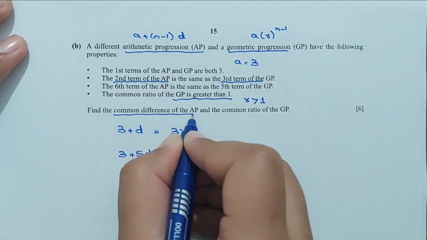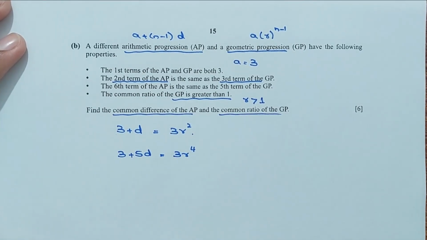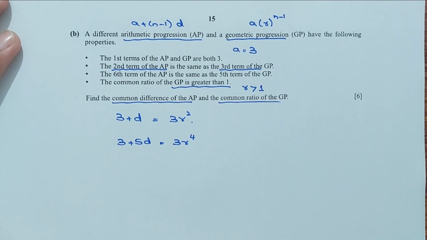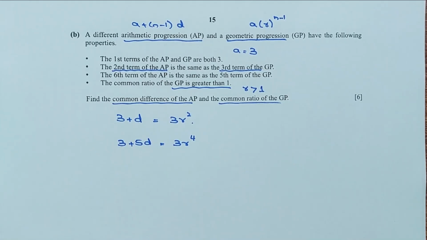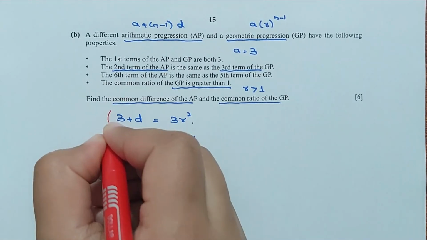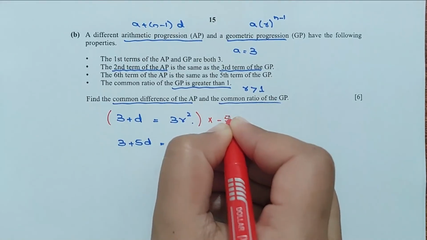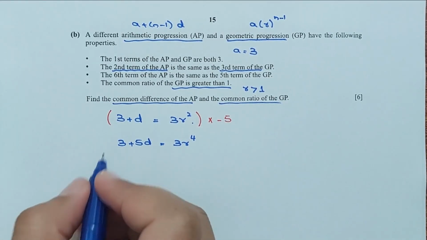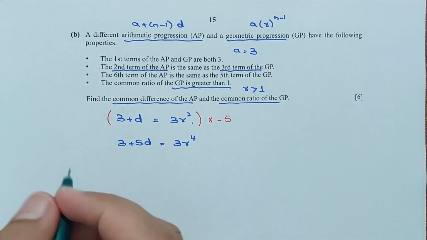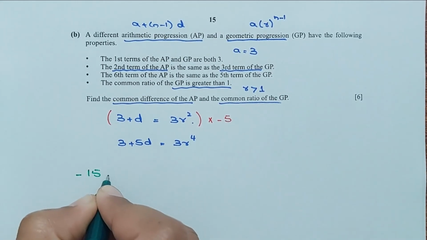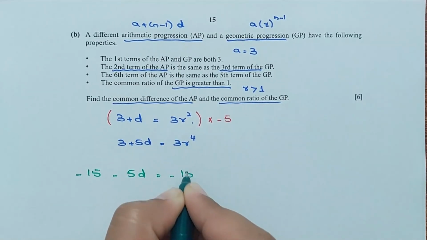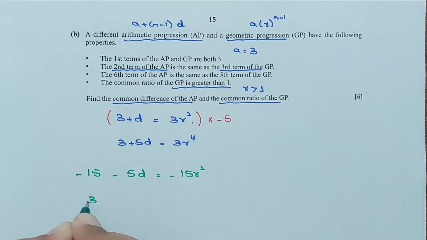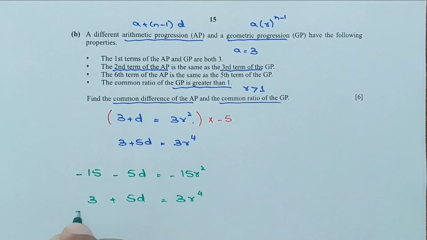Find the common difference of the arithmetic progression and the common ratio of the geometric progression. We have to solve for d and r. We have a system of two equations. We can easily solve it. So the first equation, let me multiply the first equation by minus 5. 3 times 5 is 15. So this is negative 15, negative 5d, and negative 15r square. We have 3 plus 5d equals 3r power 4.